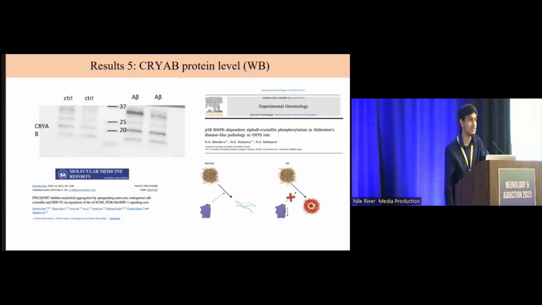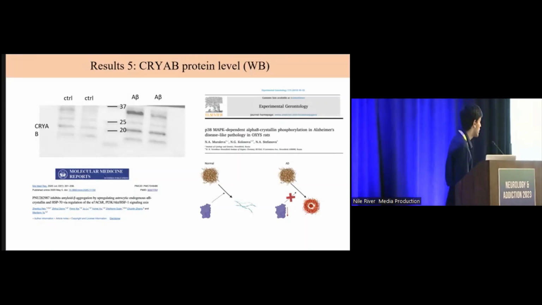Now, biology is nice until it's not. And we saw the nasty side of it when we did the Western blotting. When we performed the Western blot, the control cells had less CRIAB compared to the A beta. Now, the moment we found the results, we were like, okay, this does not make sense.